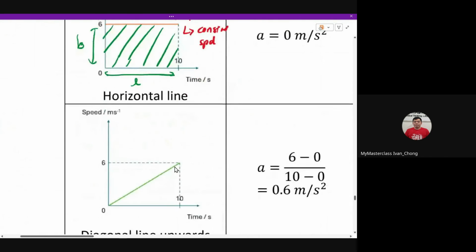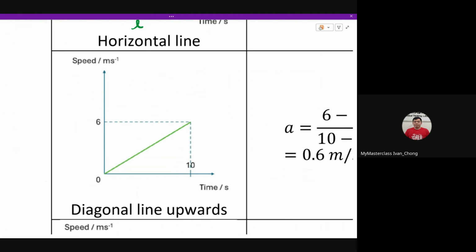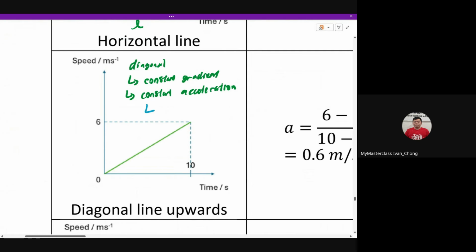Okay. Now, this part. You can see over here, now you have a diagonal line, right? Diagonal, what does it mean? Diagonal means constant gradient. And because I have constant gradient, what does it mean? I have constant acceleration. So if I have constant acceleration, what does it mean? I am speeding up. You actually don't need to talk about the speeding up part. You can just say, I am moving with constant acceleration.